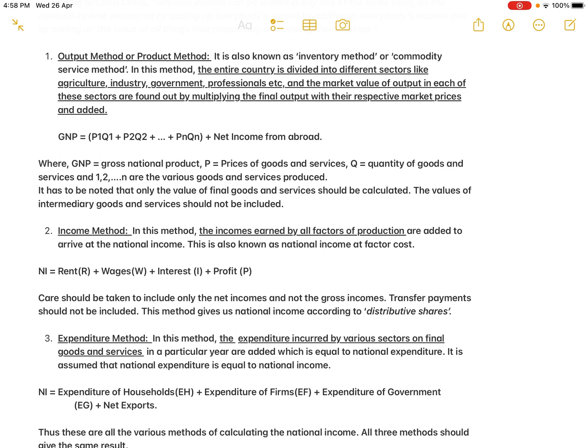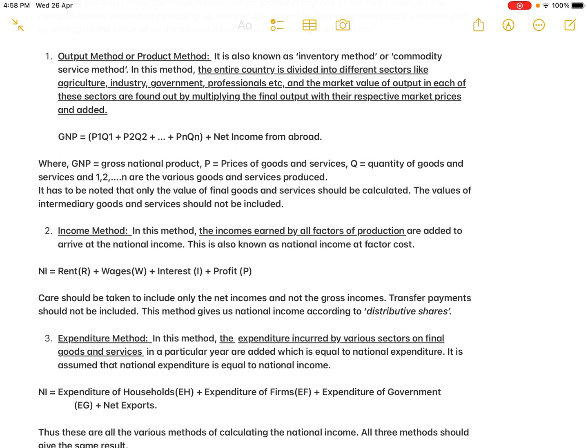As far as India is concerned, we are using a combination of both the output or product method and the income method. For the agricultural sector and the secondary sector, we are using the output or product method, and of course for the service sector we have to use the income method. With this combination, the national income of India is being calculated by the Central Statistical Organization.